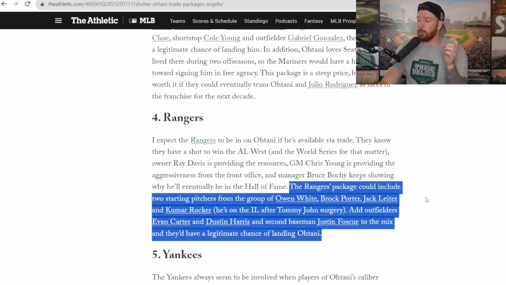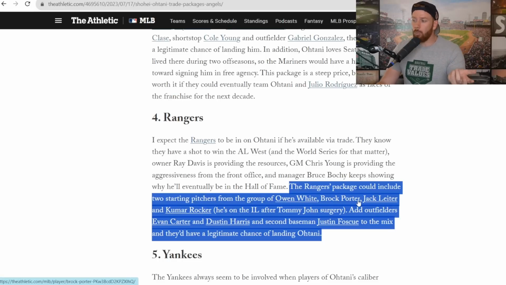You say here the Rangers package could include 2 starting pitchers from the group of Owen White, Brock Porter, Jack Leiter, and Kumar Rocker. I don't think Rocker would be involved in this deal. He's just got Tommy John, so I don't think he would be involved. Jack Leiter was their top pick a couple of years ago. I don't see that. So, you could do Owen White and Brock Porter, but he also says here, add outfielders Evan Carter and Dustin Harris.